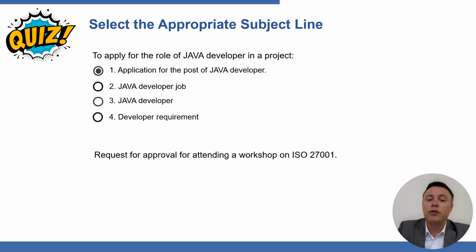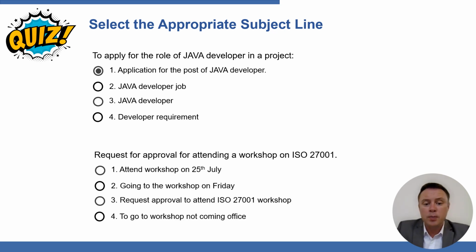Request for approval for attending a workshop on ISO 27001. Attend workshop on 25th of July, going to the workshop on Friday, request approval to attend ISO 27001 workshop, or to go to workshop not coming office. The answer is, of course, 3. Again, it's concise.